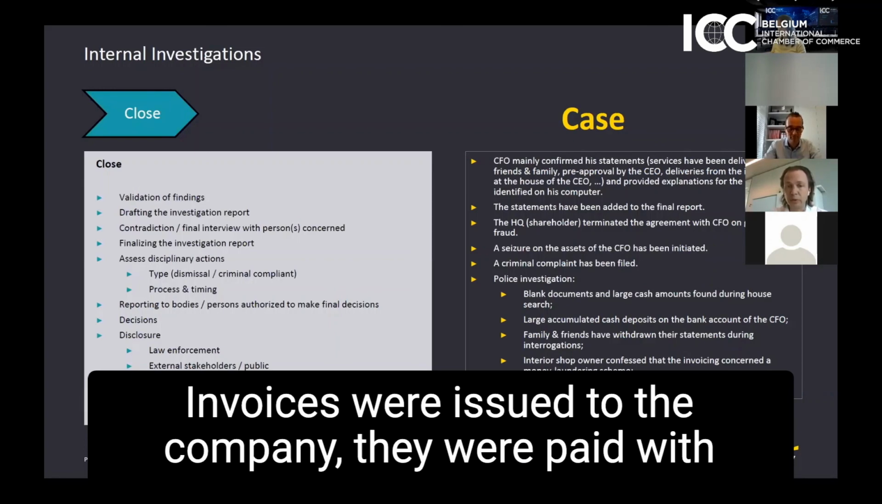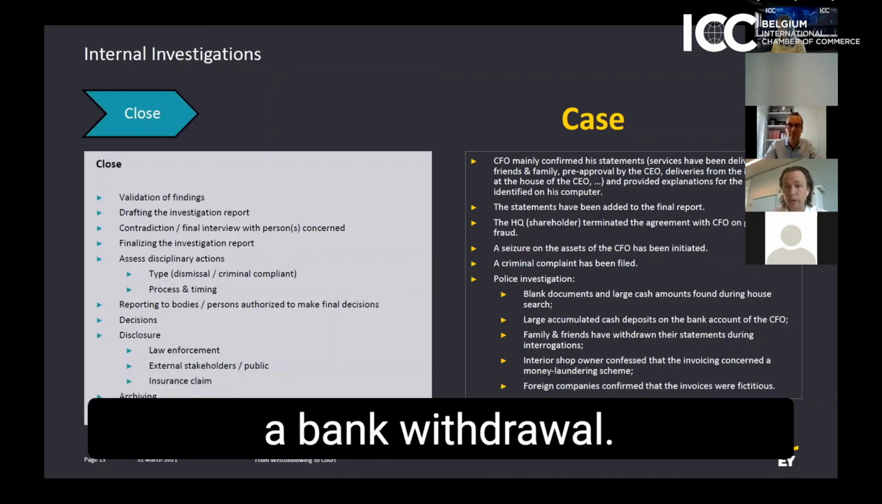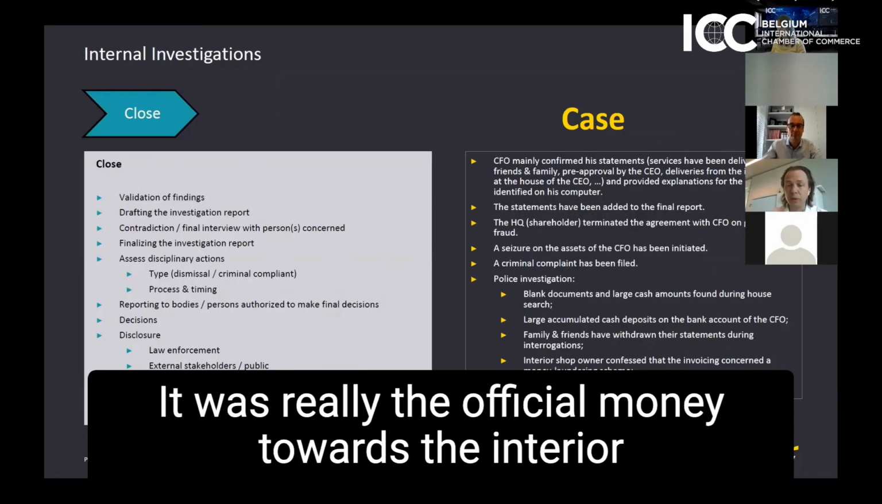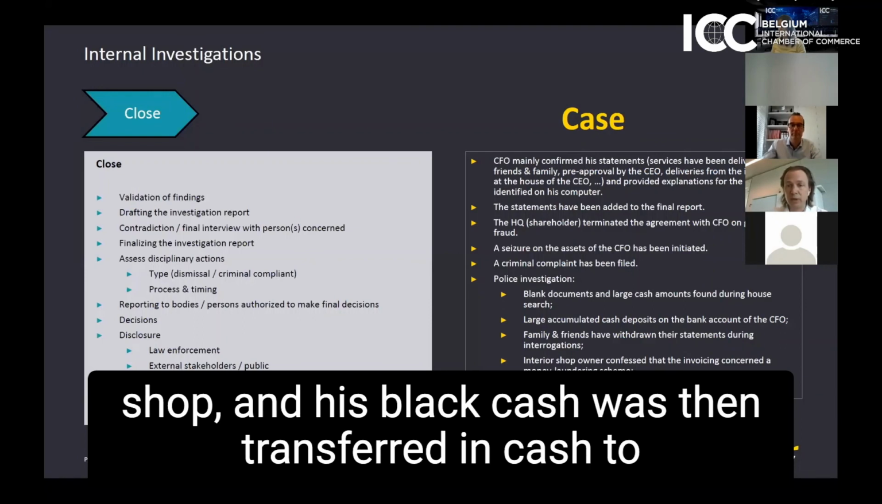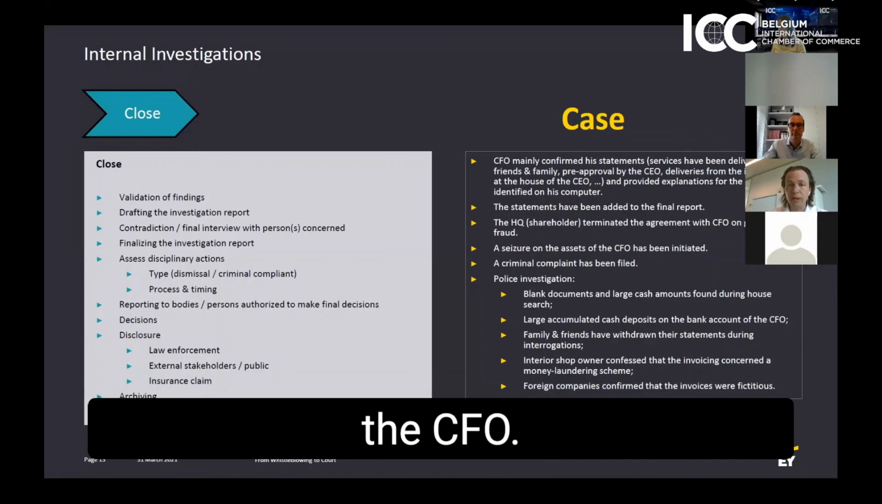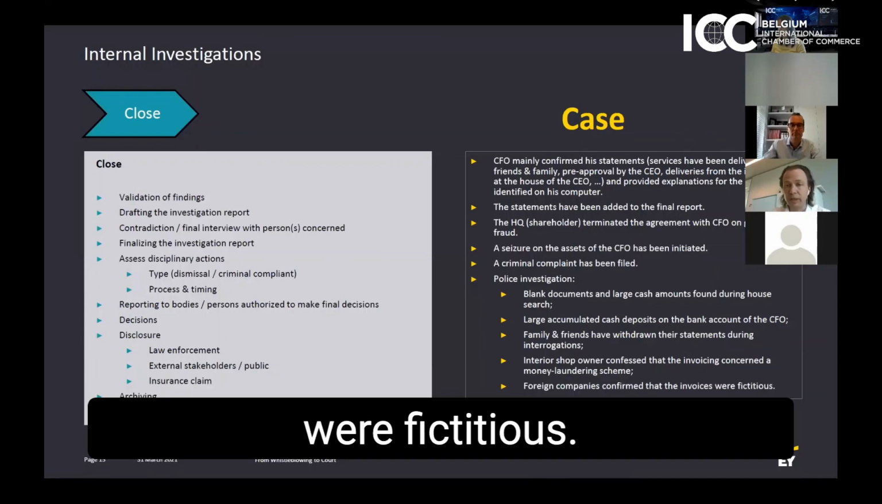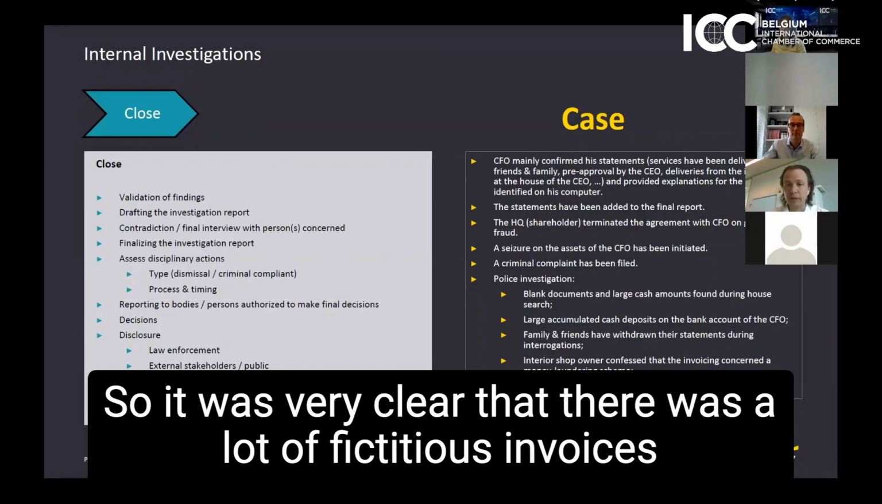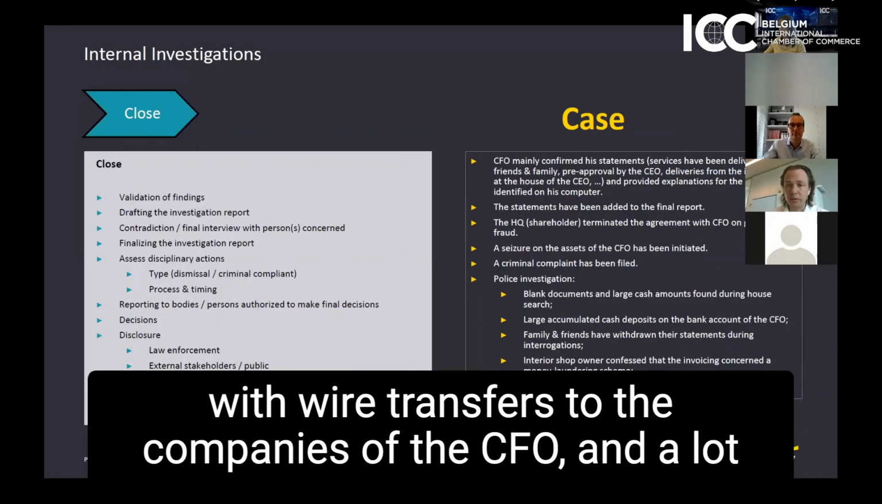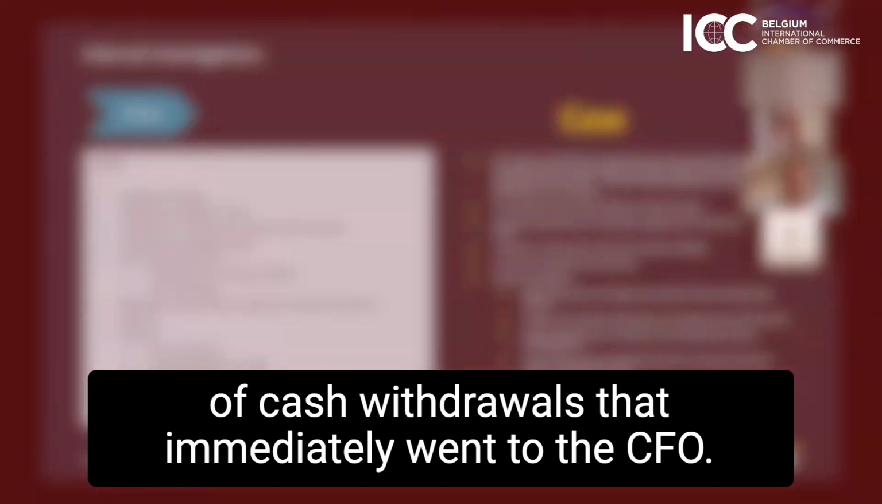So invoices were issued to the company. They were paid with bank transfers, so it was really official money going to the interior shop, and his black cash was then transferred in cash to the CFO. And the foreign companies also confirmed that the invoices were fictitious. So it was very clear that there were a lot of fictitious invoices with wire transfers to the companies of the CFO, and a lot of cash withdrawals that immediately went to the CFO.